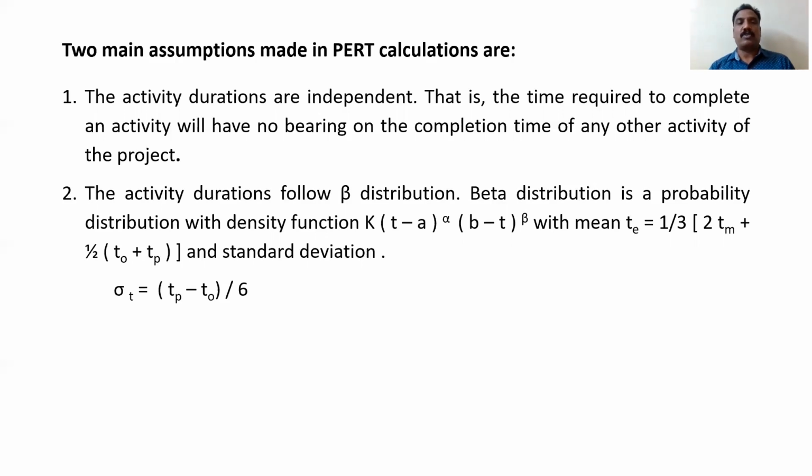The beta distribution is a probability distribution with the density function k of (t minus a) to the power alpha and (b minus t) to the power beta, with the mean t equal to 1/3 of (2tm plus 1/2 of (t naught plus tp)), and the standard deviation sigma t equal to (Tp minus T naught) divided by 6.